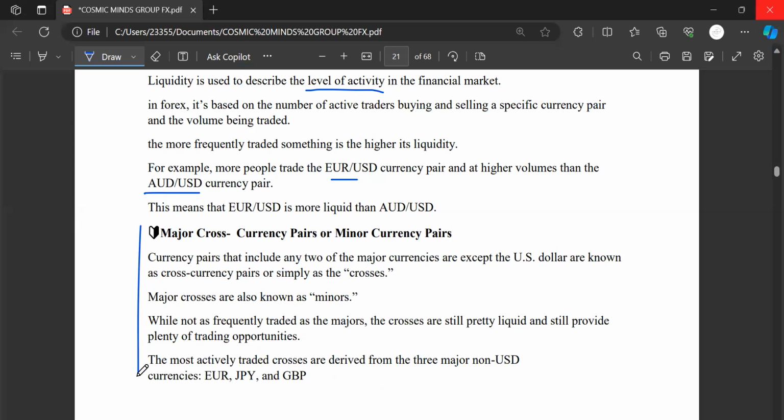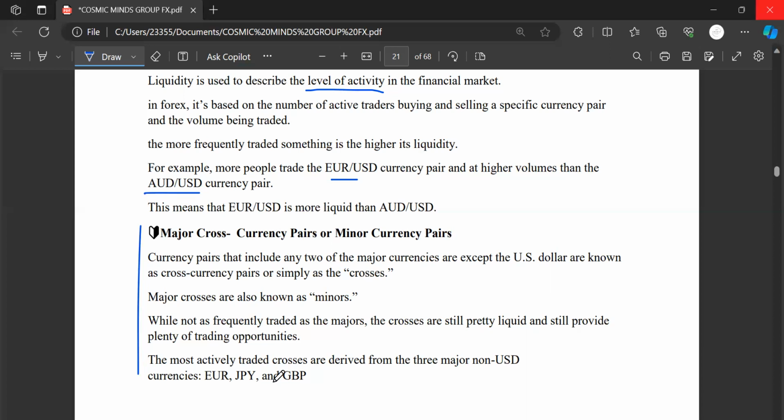So that is it. Major crosses are also known as the minors. While not as frequently traded as the majors, the crosses are still pretty liquid and still provide plenty of trading opportunities. The most actively traded crosses are derived from the three major non-USD currencies, so the euro, the Japanese yen, and so on.